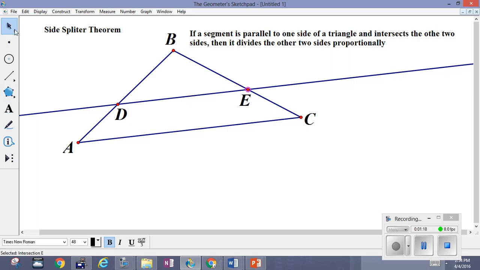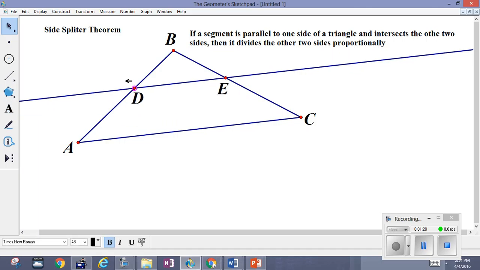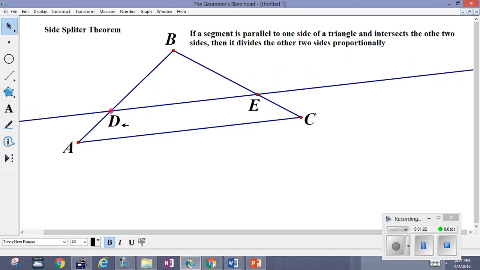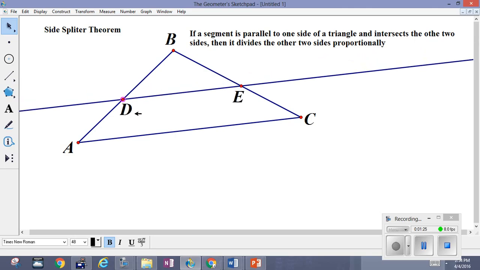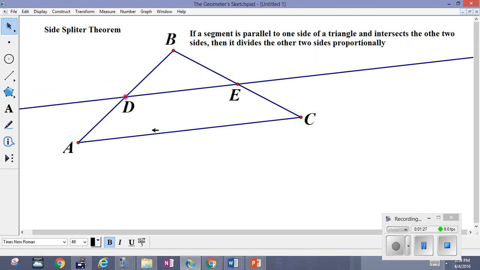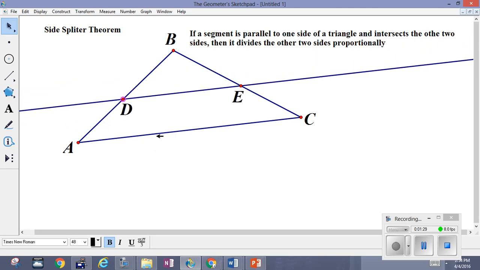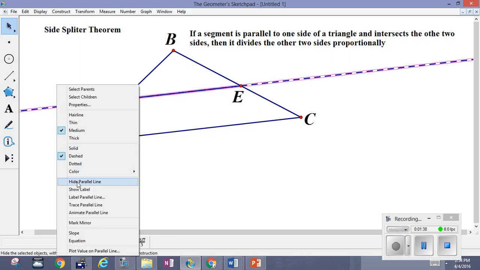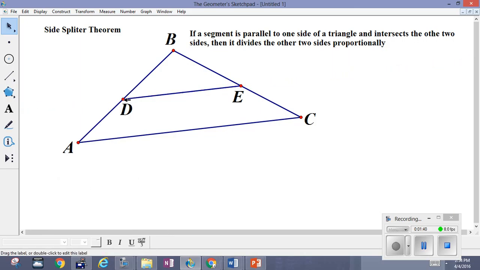So what happens here is that DE is the segment that's parallel to AC. At all times, anywhere I move it, it's parallel. In fact, if I want, I'll make a segment out of that and do away with the line, so we can be more in keeping with what the theorem says, the side splitter.